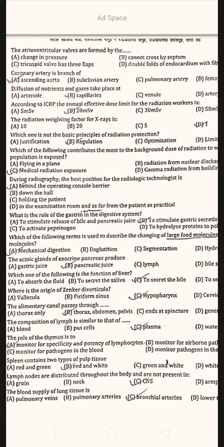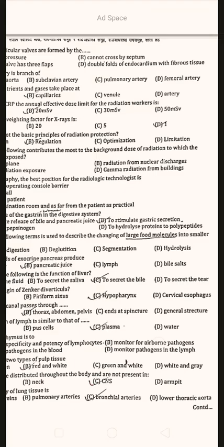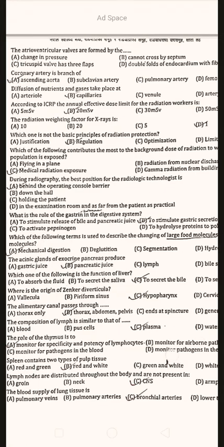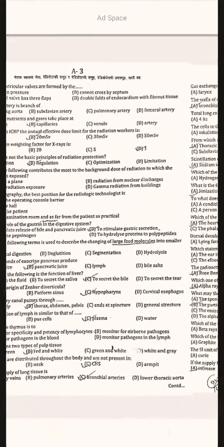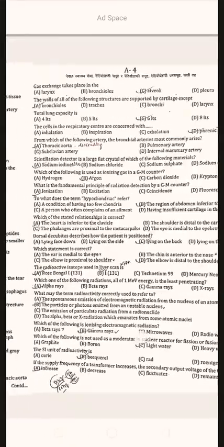The blood supply of the lungs is the bronchial arteries. Pulmonary veins carry oxygenated blood. Pulmonary arteries carry deoxygenated blood. The lower thoracic aorta is the descending aorta, but the bronchial artery supplies the lungs. Okay, then next.